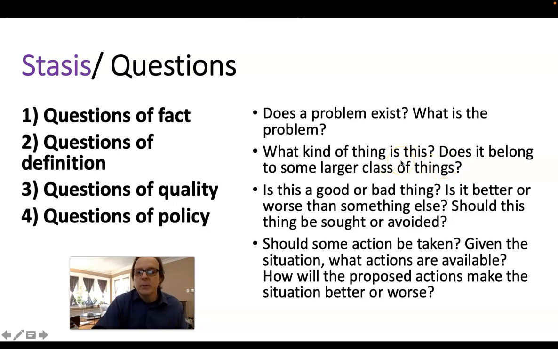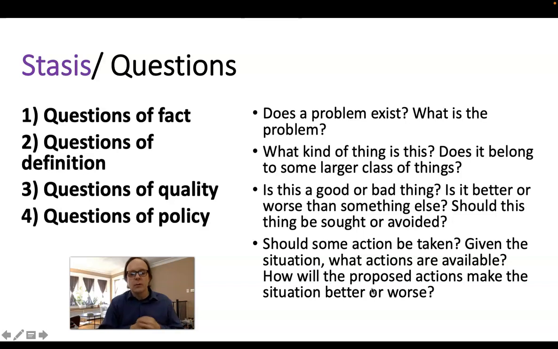And if we decide that we think a crime's been committed, then that leads us into some other discussion. Is it a good or bad thing? Well, if it was a crime that was committed, it's definitely not something good. Should it be sought or avoided? And so on. So we probably don't want to have this happening. And then questions of policy. That's the most important question. What are we going to do? Given the situation, what actions are available? How will the proposed actions make the situation better or worse?